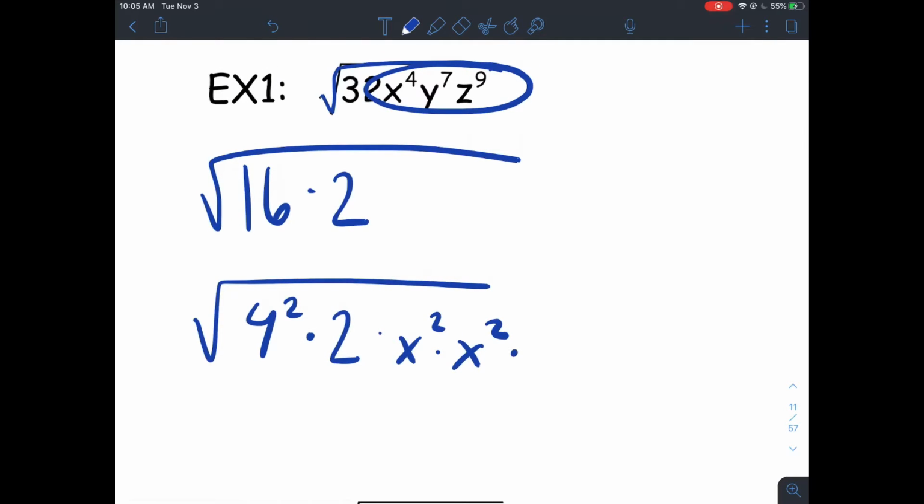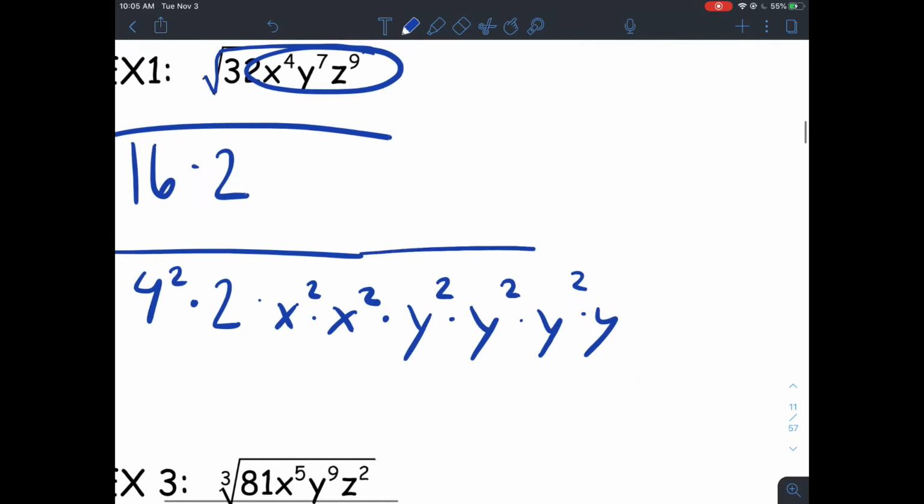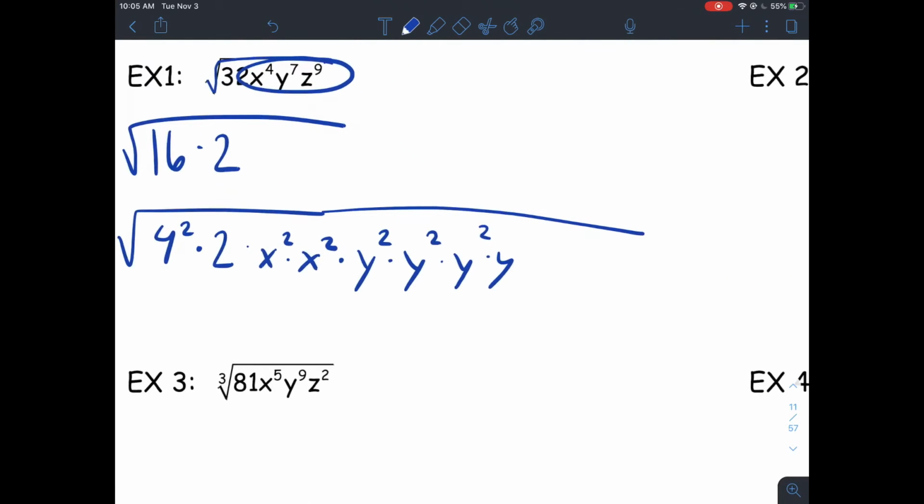The y to the 7th can become y squared, y squared, y squared, and y. And then the z to the 9th can become z squared, z squared, z squared, z squared, and z. Notice how all of these add up, right? Because we had 7 y's, we got 2, 4, 6, 7. Z's, we got 9: 2, 4, 6, 8, 9. All right. So now all of these squared guys can leave.